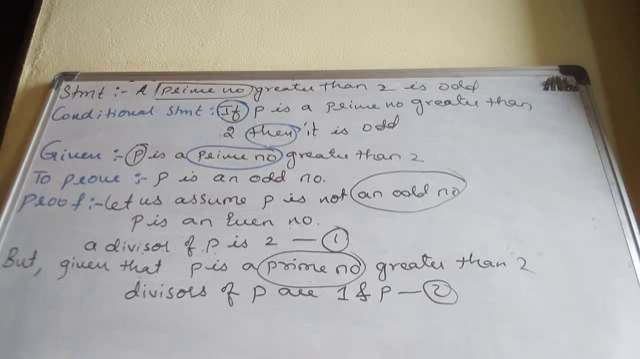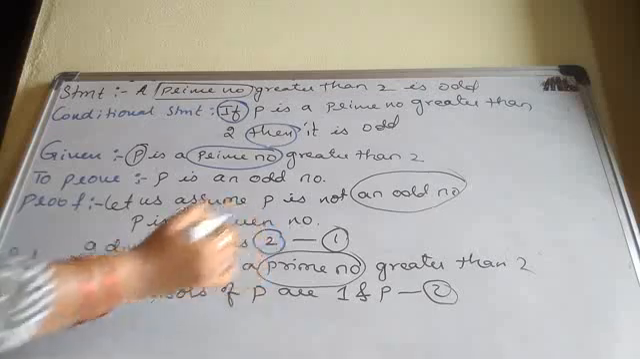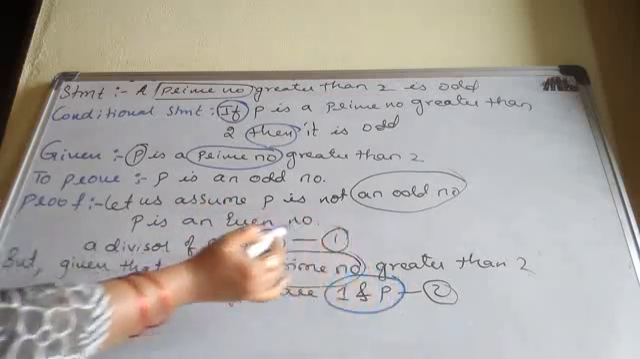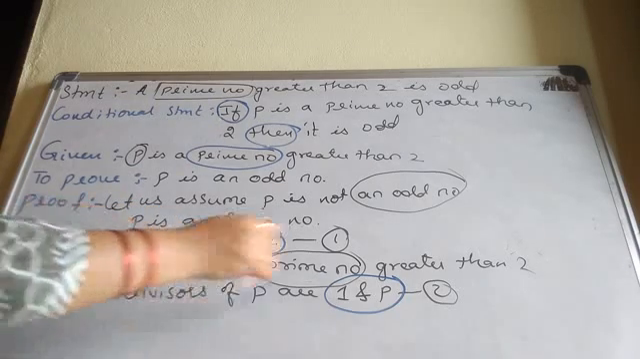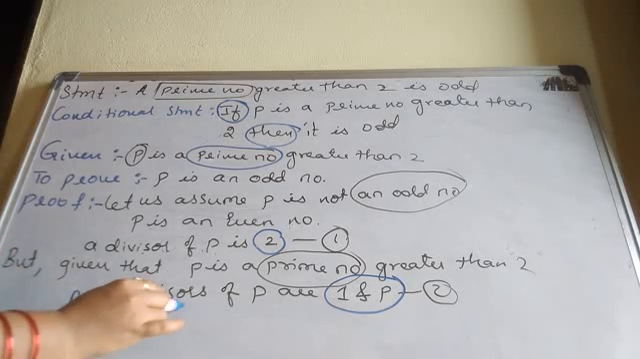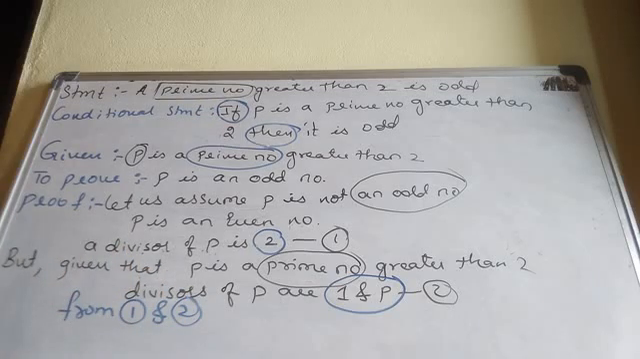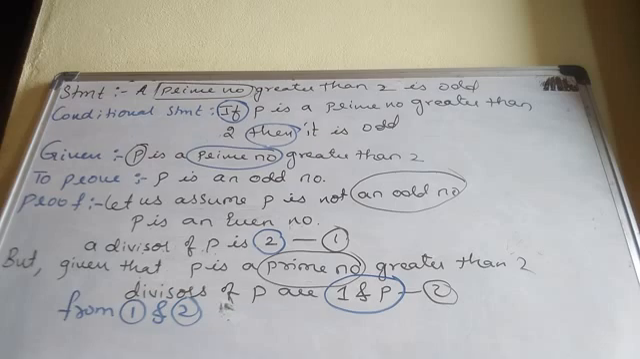So here, students, greater than 2. Here my divisor of P is 2, I got. Here my divisors of P are 1 and P. Is it the same? It is not satisfying the condition that when P is a prime number, it should be greater than 2. Here I got exactly 2. So from 1 and 2, it is a contradiction, no students? From 1 and 2, it is a contradiction. My assumption that P is an even number is wrong.